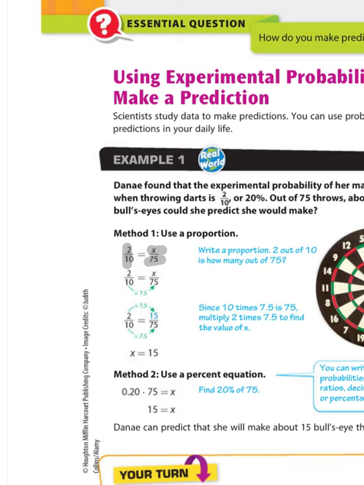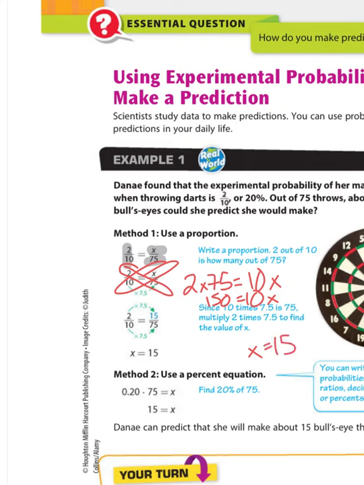All right, and then we know how to solve proportions. We did this way back in chapter 4 and then again in chapter 8. We can cross multiply. So we do 2 times 75 equals 10 times x. 2 times 75 equals 10x. 2 times 75 is 150. Divide both sides by 10. That means x equals 15. All right, so method 1 uses the fraction probability. We set up a proportion.